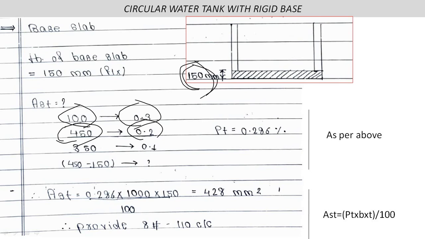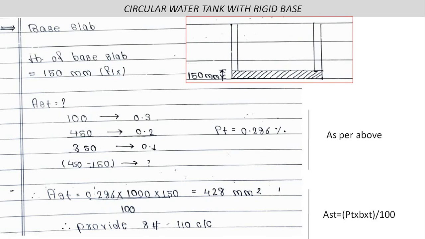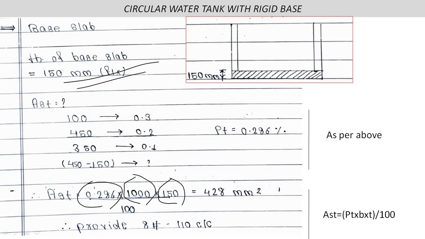So we have interpolated and found the value of the thickness of the slab of 150 mm. So the percentage of steel is 0.286. We have provided the percentage of steel as 0.286, and the b means per meter, so we have to place the value of b as 1000 mm, and the thickness is 150 mm. So we have found the area of steel as 248 mm square.